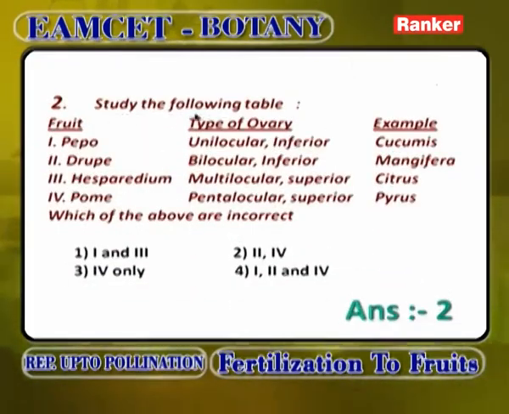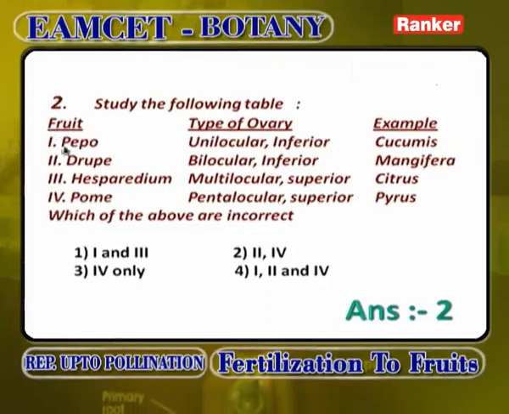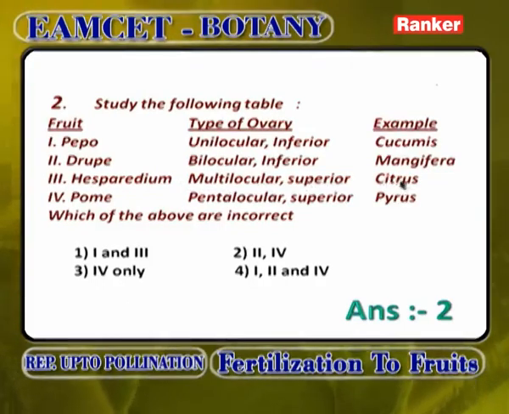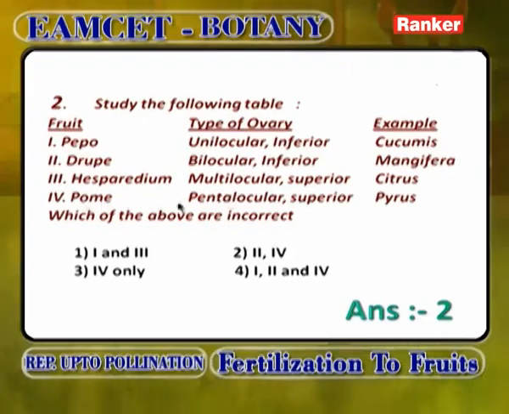Now, study the following table. Pepo, unilocular, inferior, cucumis. Drupe, bilocular, inferior, mangifera. Incorrect combinations we have to identify. Pepo unilocular inferior cucumis is correct. Drupe bilocular inferior mangifera, it is not inferior, it is superior. You have to remember this. Hesperidium multilocular superior citrus. And Pome pentalocular superior.